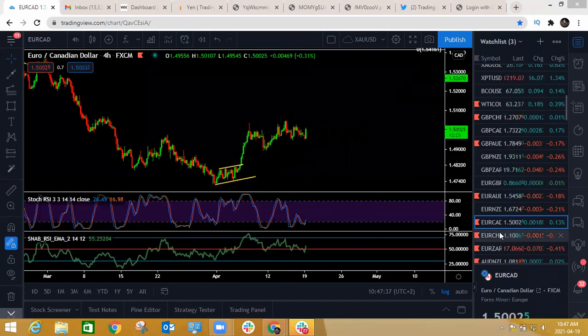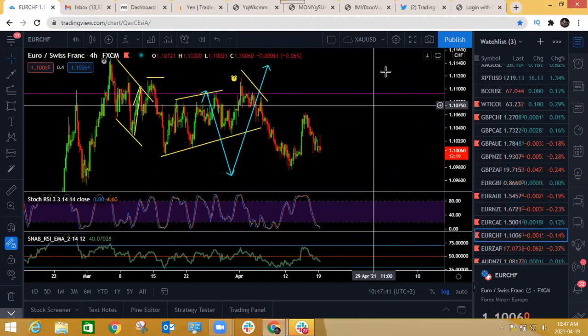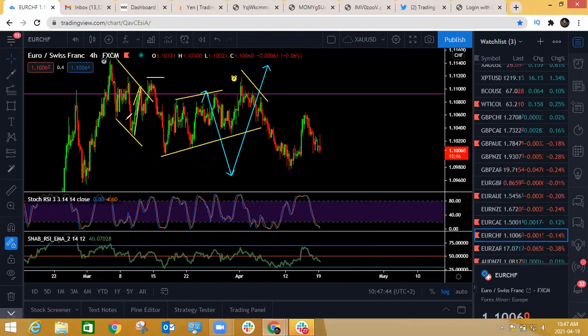That is EuroCAD. EuroChief, downside. Failed to push up higher. So we've got 3 waves down there, 3 waves up. We'll look for another 3 waves to the downside there. So EuroChief is pushing lower as well.